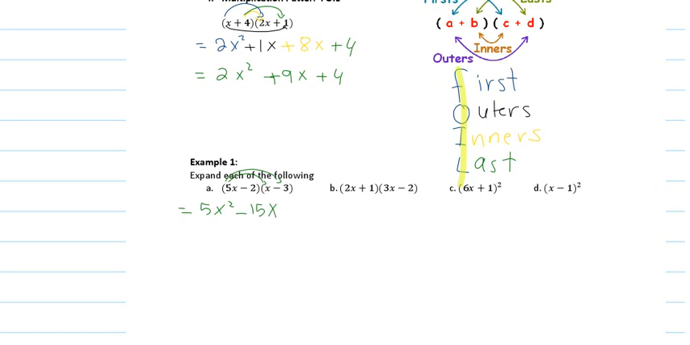Okay. Then negative 2 times x, which is negative 2x. And then negative 2 times negative 3. Positive 6.